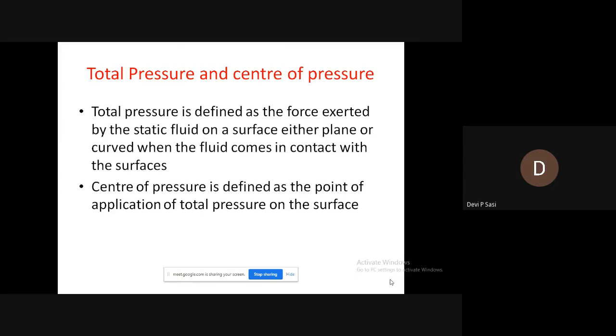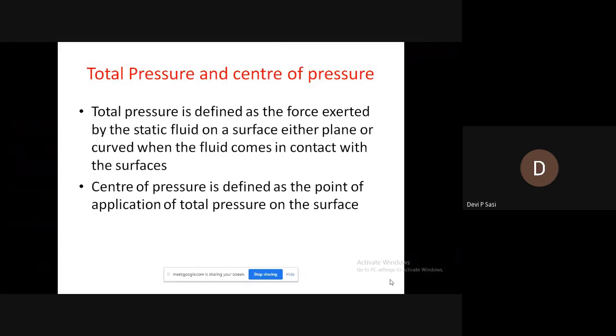So total pressure is defined as a force exerted by a static fluid on a surface, either plain or curved, when the fluid comes in contact with the surfaces. And center of pressure is defined as the point of application of total pressure.